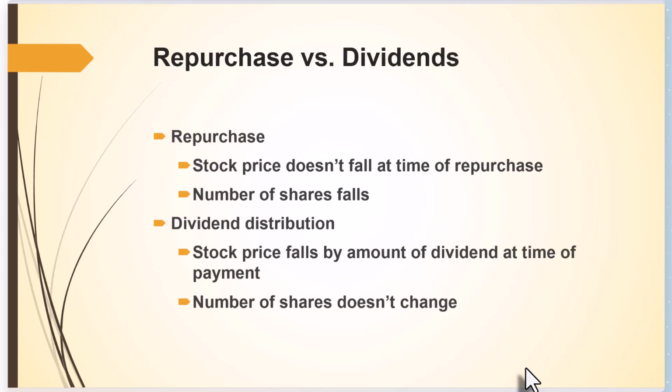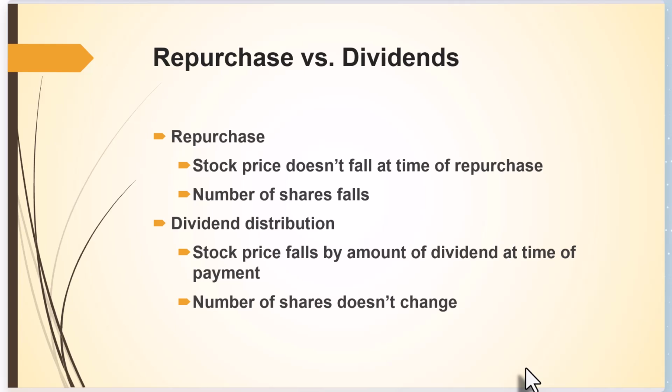So what's the difference between repurchases and dividends? In a repurchase, the stock price doesn't fall at the time of the repurchase. The number of shares falls. For dividends, the stock price falls by the amount of dividend at the time of payment. The number of shares doesn't change.